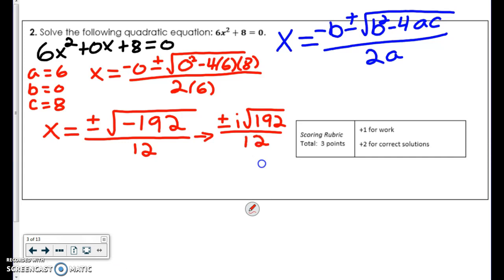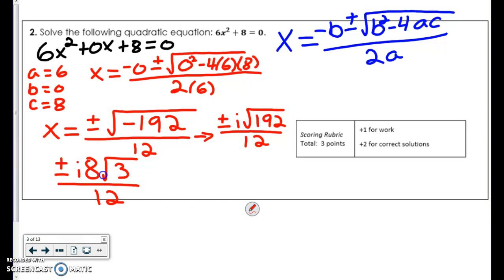All right, again, so I can split up the square root of 192 by writing it as plus or minus i times 8 times the square root of 3 divided by 12. And you could have figured that out by using your jailbreak method. And then you could simplify it one more step by taking out a 4 from the 8 and the 12.